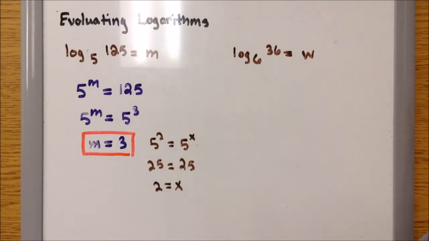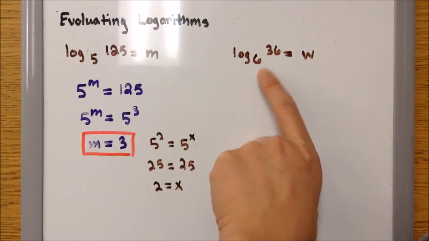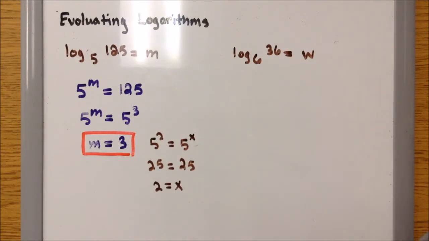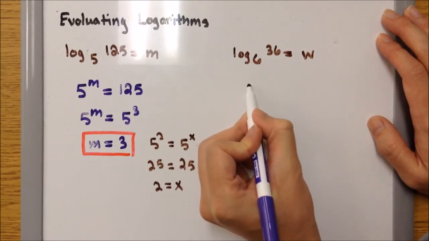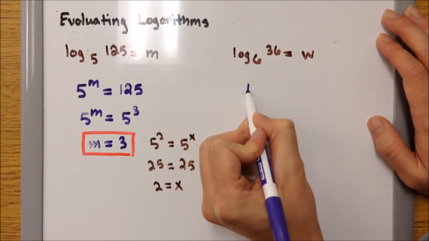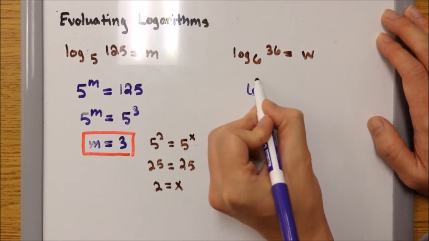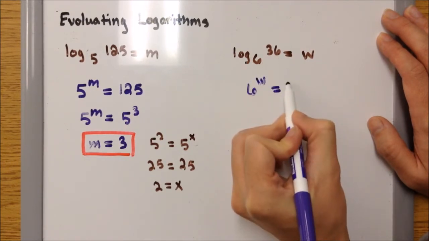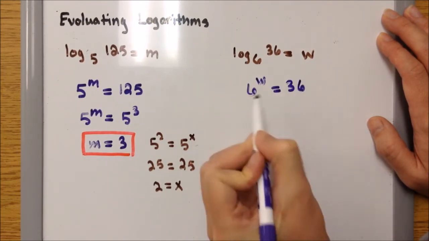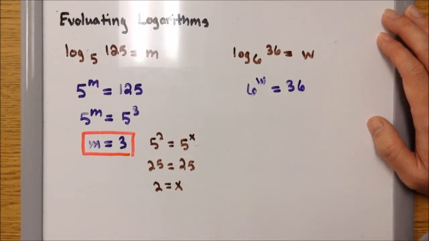So let's do the same process for log base 6 of 36 equals w. First step, write it in exponential form. Our base is 6, and whatever the log was equal to, that's the exponent, so w. And what was next to the log was 36. So 6 to the w power equals 36.